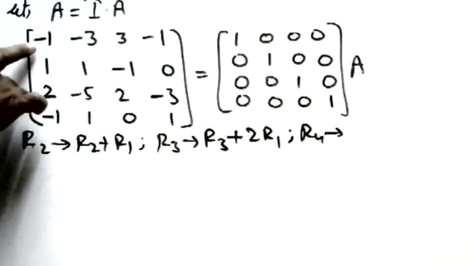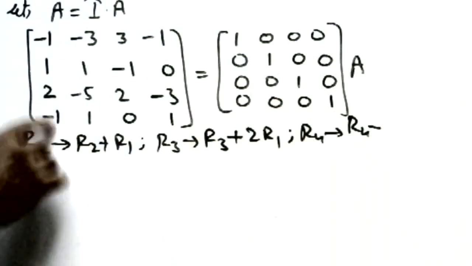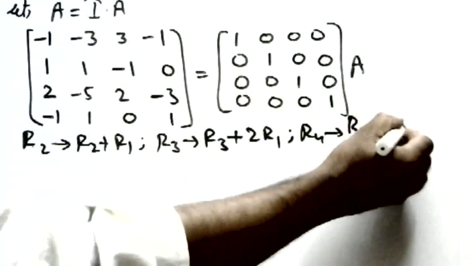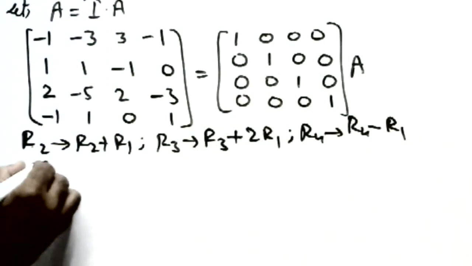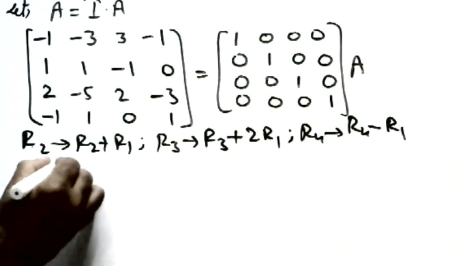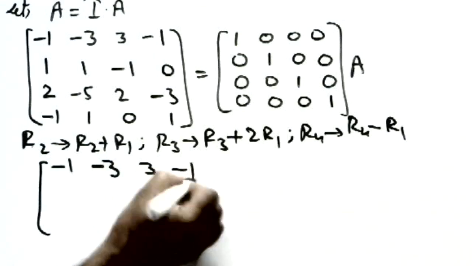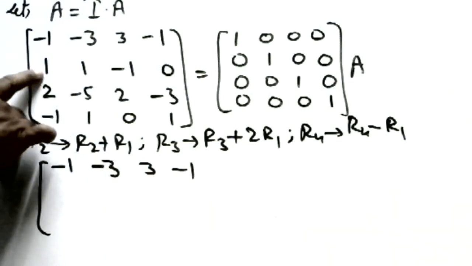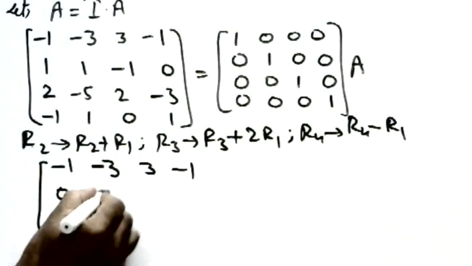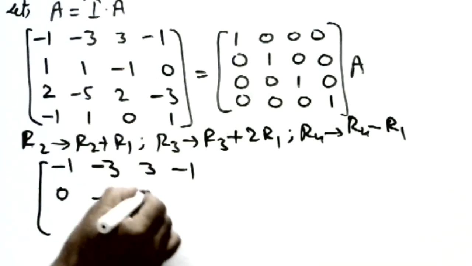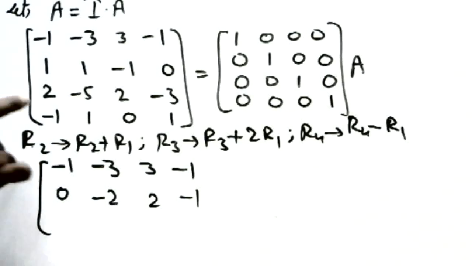R4 implies minus 1. Write minus in between, minus of minus will become plus. So R4 minus 1 is plus 1R. So these are the transformations. We are not changing the first row, as it is minus 1, minus 3, 3, minus 1. Now R2 plus R1: 1 minus 1 will be 0, 1 minus 3 will be minus 2, 3 minus 1 will be 2, this is minus 1.